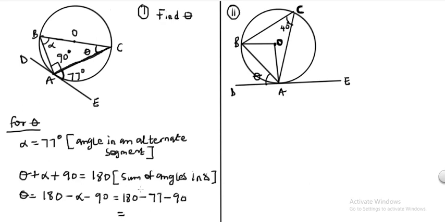If I have 180 minus 77 minus 90 degrees, this is equal to, that simply tells us that theta is equal to 13 degrees. Now, for the next example, you can also pause the video and try to solve it yourself.